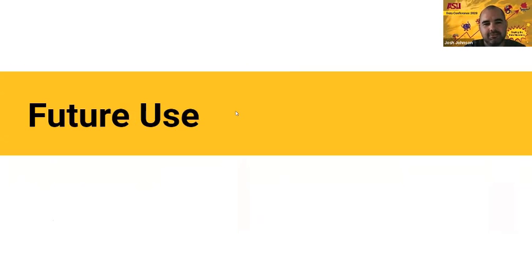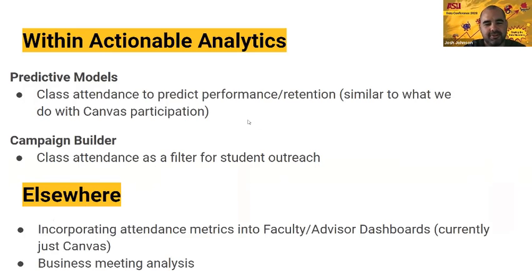But what we really want to do, and I've got a couple of different options here. Within actionable analytics, we have predictive models. And so we can potentially use this class attendance information to predict student performance. So it might be retention, it might be whether they're going to pass a class, or they're going to drop a class. This can be predictive. We don't know that it is, we haven't tried it, but we can test it.